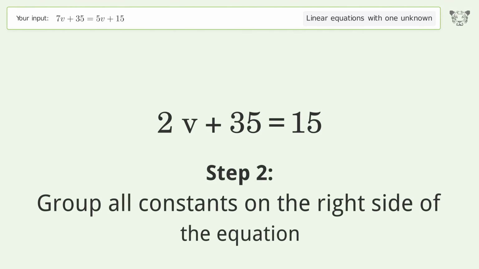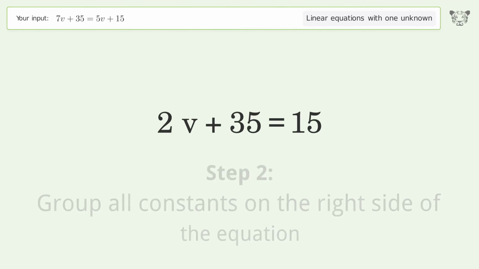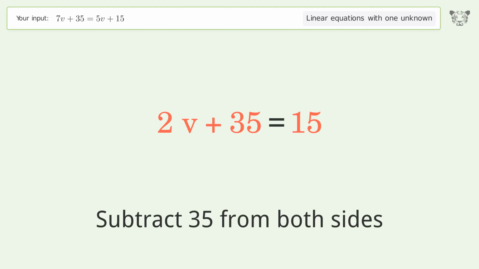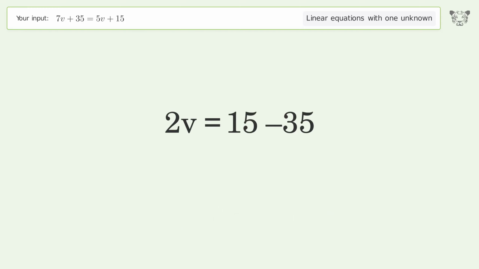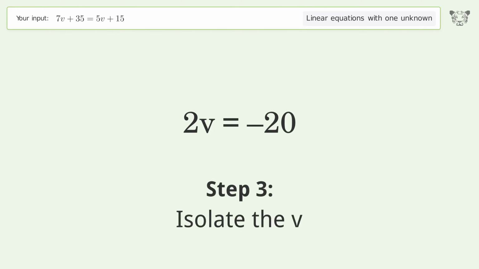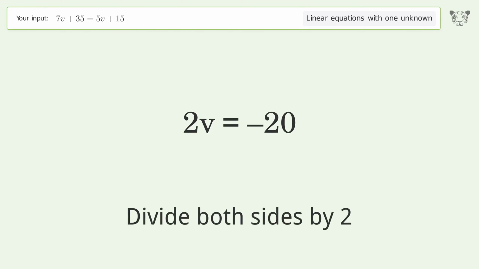Group all constants on the right side of the equation. Subtract 35 from both sides. Simplify the arithmetic. Isolate the v. Divide both sides by 2.